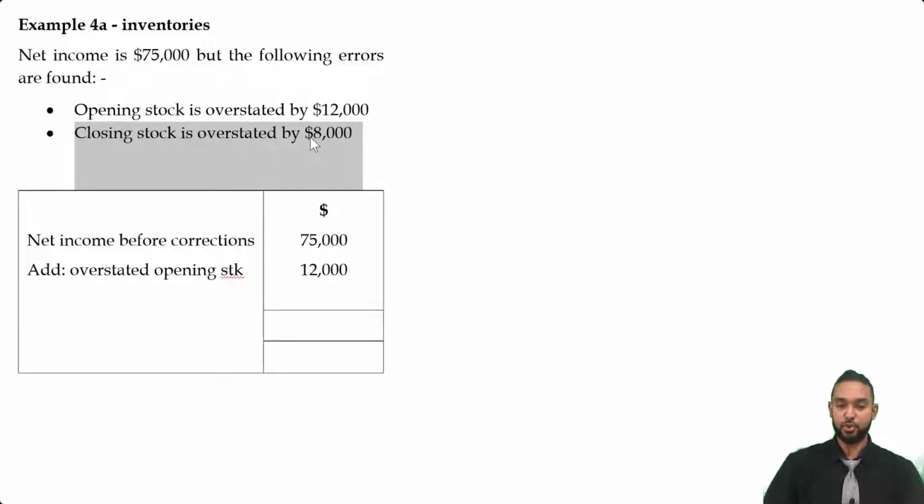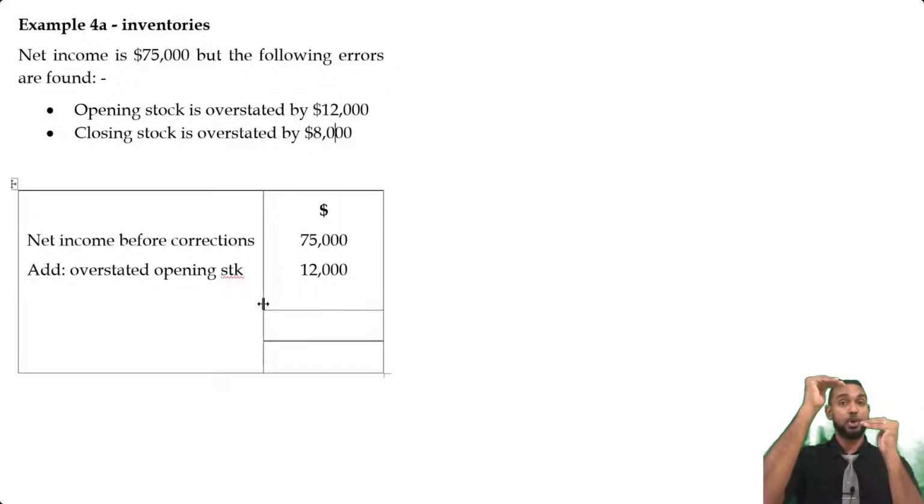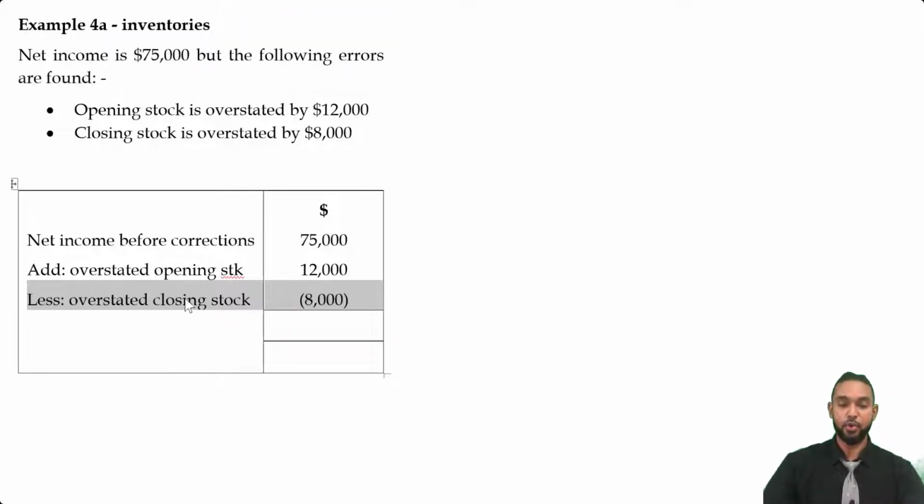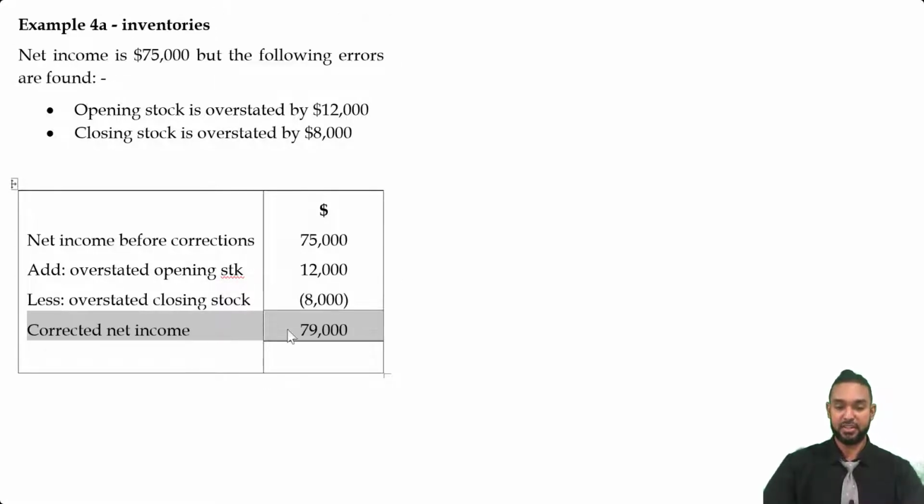Similarly, closing stock is overstated by 8,000. Overstated means it's too high. Now, closing stock behaves like a revenue. If it's too high, to fix it, we have to decrease it or bring it down. When you decrease a revenue item, profit is going to decrease as well. So we are going to have to subtract the overstated closing stock amount in the process of calculating the corrected net income figure, in this case, 79.